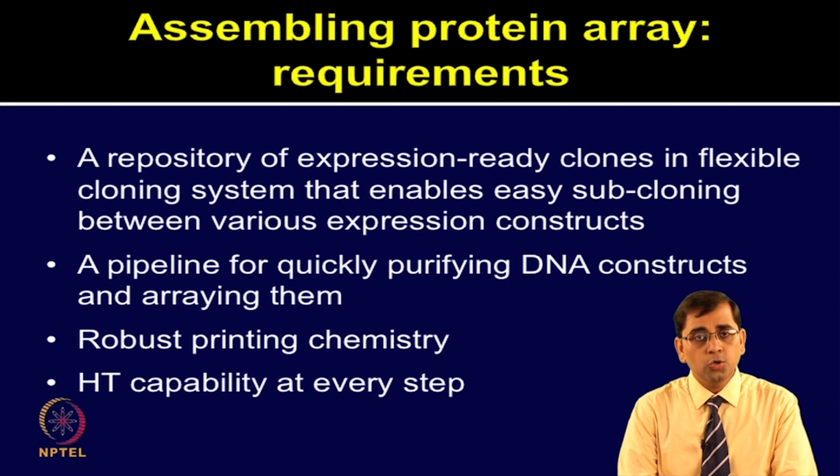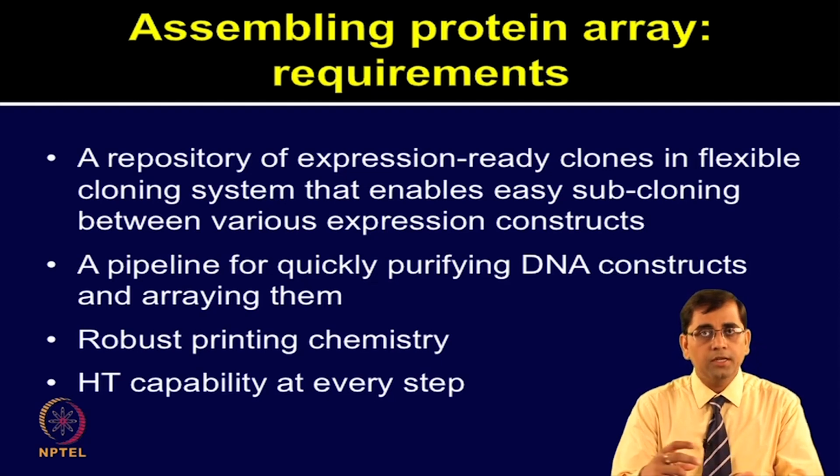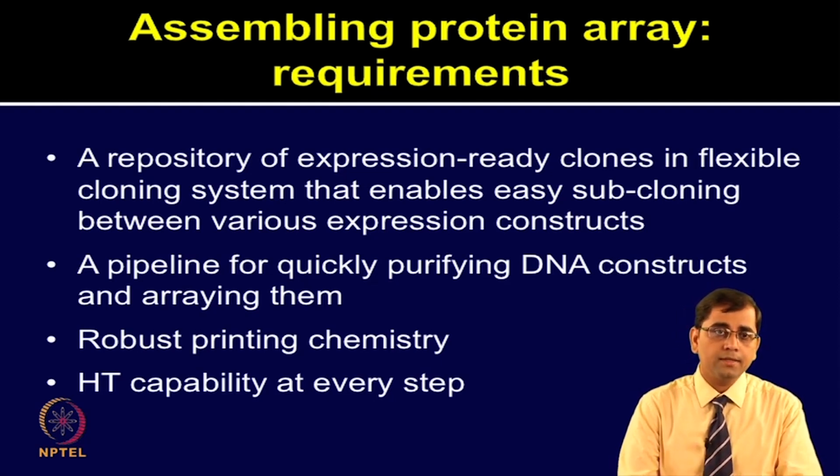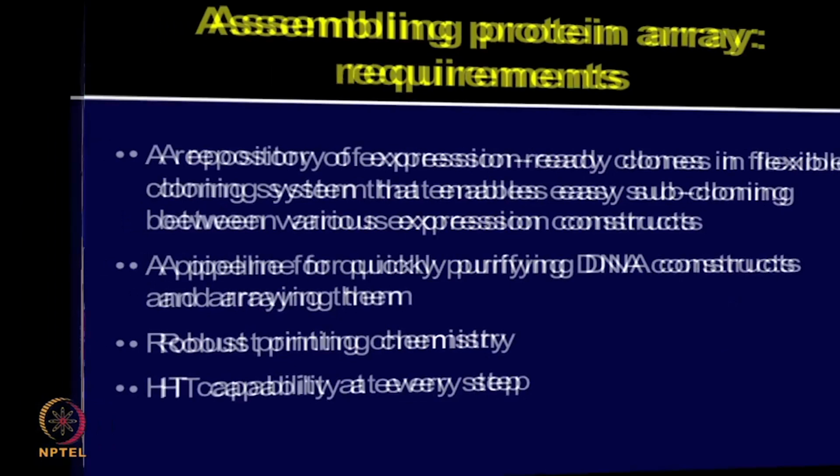One must thereafter establish a pipeline for very quick purification of DNA constructs and their printing on the chip surface. So, you need a robust printing chemistry, since you are aiming for high throughput experiments with thousands of features to be printed on these arrays. High throughput capability is thus required, as is automation at every step. We will therefore first talk about the array design and the experimental planning required for performing these arrays.